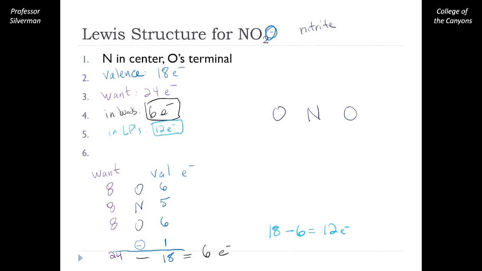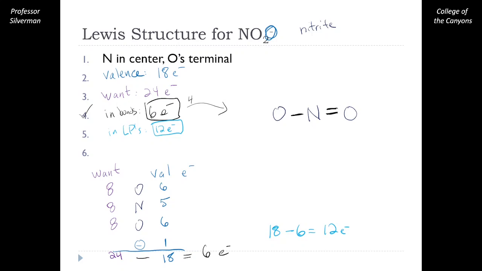Now we know what types of electrons we have. We can start to fill those in. 6 electrons in bonds. Make sure that every atom is connected to each other. That's the whole point of having a molecule. Those 2 lines account for 4 electrons. We want to have 6. So we're going to need to draw one more line.